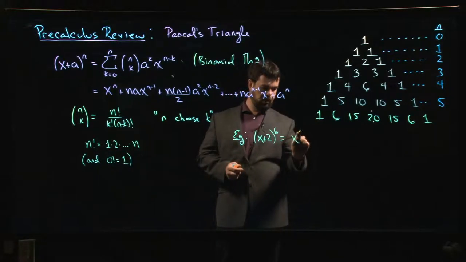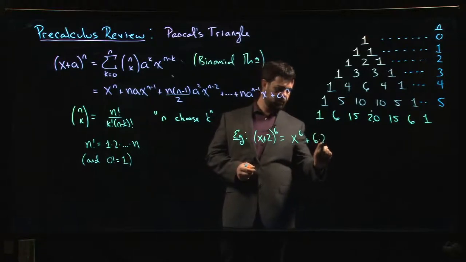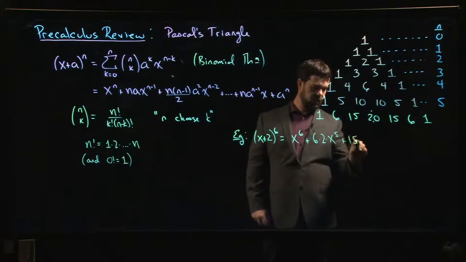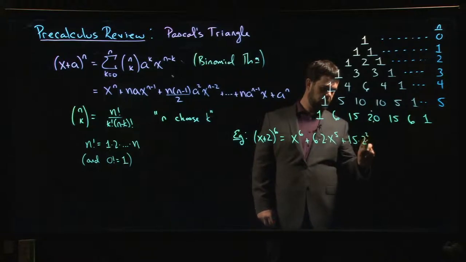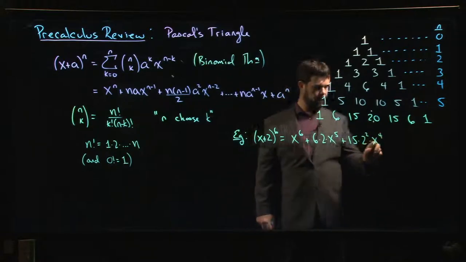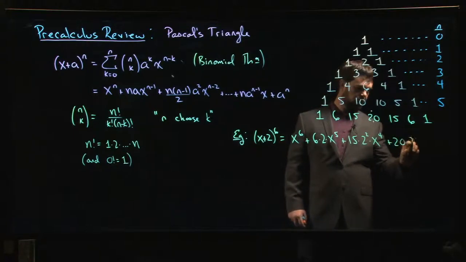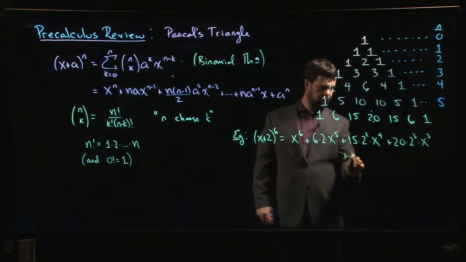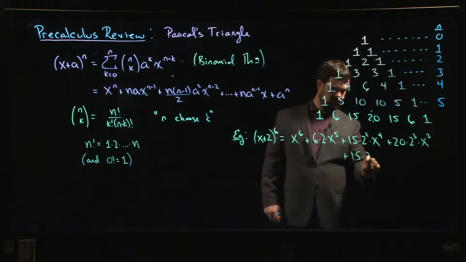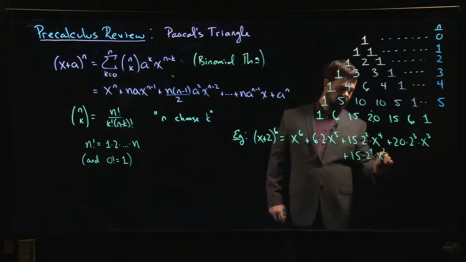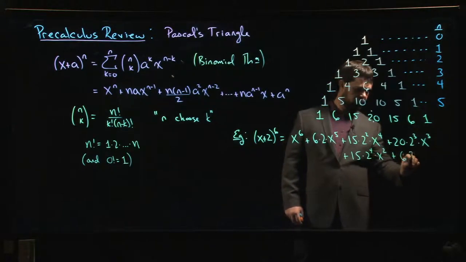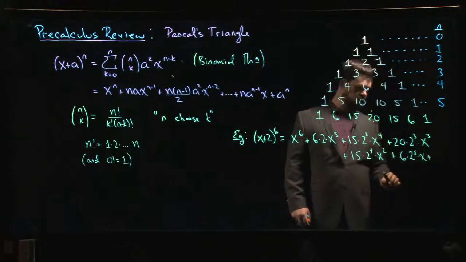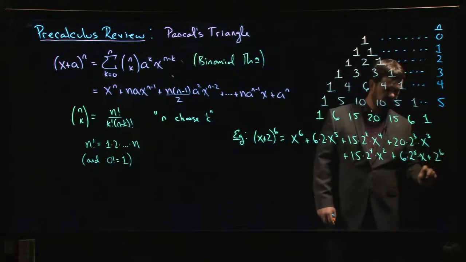I can say, okay, it's going to be x to the 6 plus 6 times 2 times x to the 5th, plus 15 times 2 squared times x to the 4, plus 20 times 2 cubed times x cubed, right? Plus 15 times 2 to the 4 times x squared, plus 6 times 2 to the 5th times x. And finally, the last term is going to be 2 to the 6th.